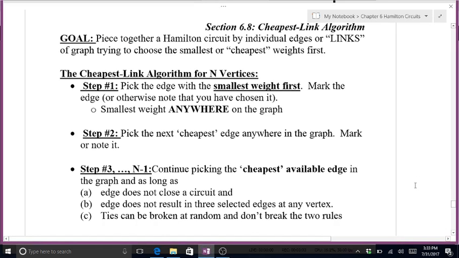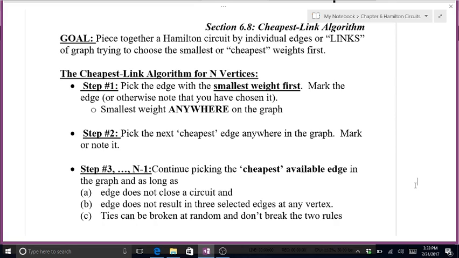Alright guys, welcome to the last section of chapter 6, 6.8, cheapest link algorithm. Our goal here, instead of starting and continuing on, is to piece together a Hamilton circuit by individual edges or links. We're going to try to choose the smallest or the cheapest weights first, which is where they get the name cheapest links.